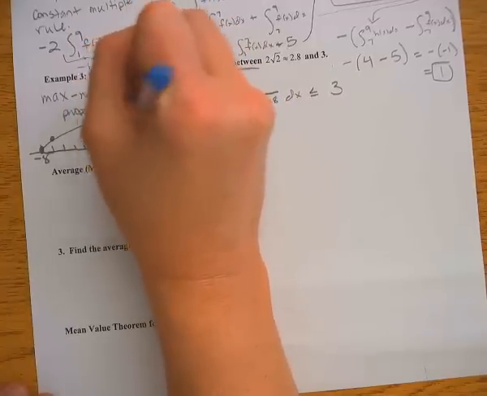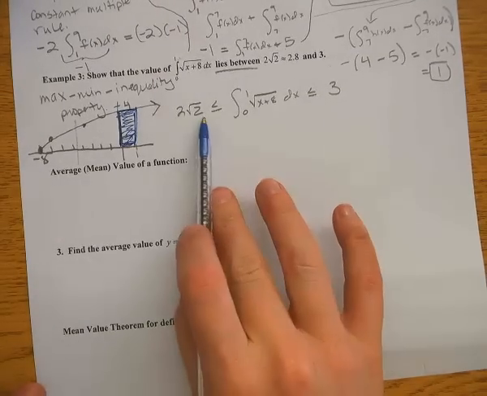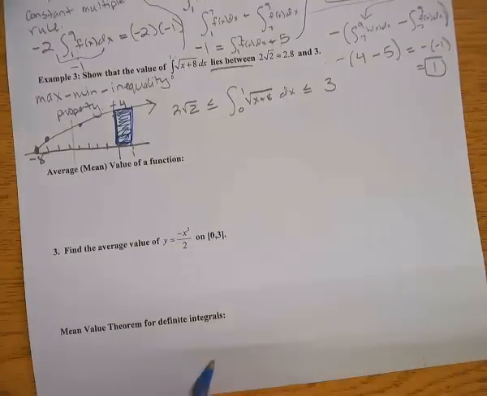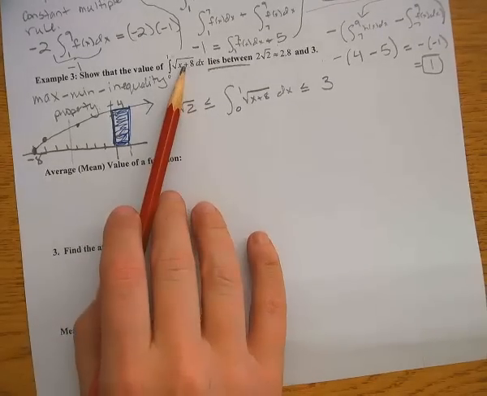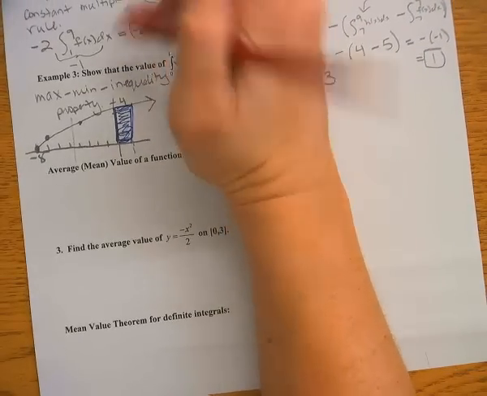So I'm looking at that area, and I want to show that it is between 2 rad 2 and 3. So what I will do is find the minimum value of the function and then the maximum value of the function. And this is kind of a nice one because this function is strictly increasing, meaning the bigger x gets, the bigger the value of the square root gets. Strictly increasing.